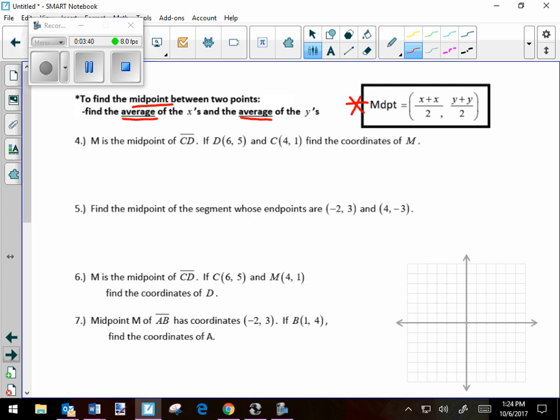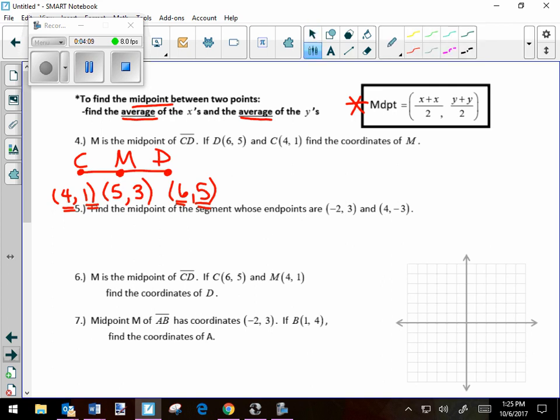So in question 4, they're telling me that I have a midpoint on the segment that goes from C to D, and I'm looking for the coordinates of M. I could put these points in here and say what's exactly in between 4 and 6 and get 5, what's exactly in between 1 and 5 and get 3, and calculate it that way.